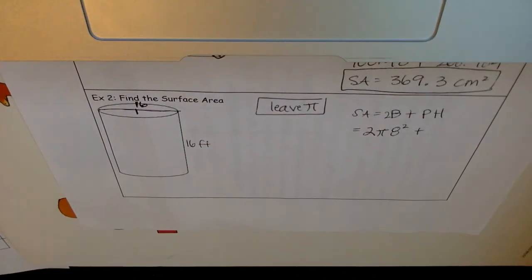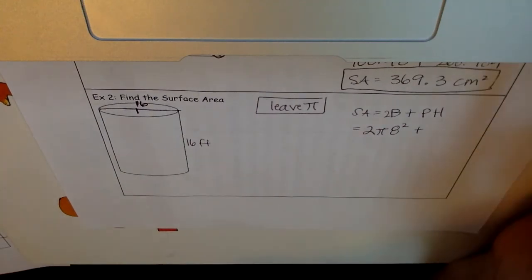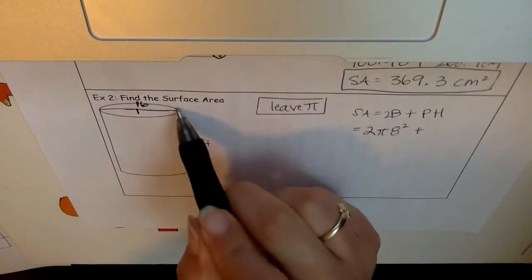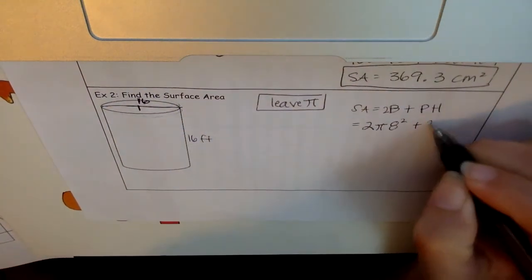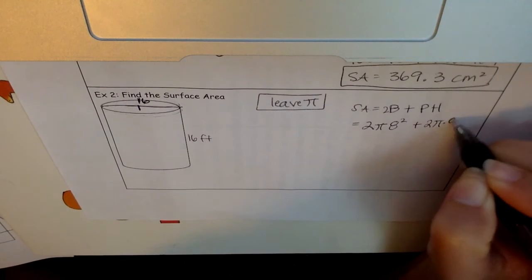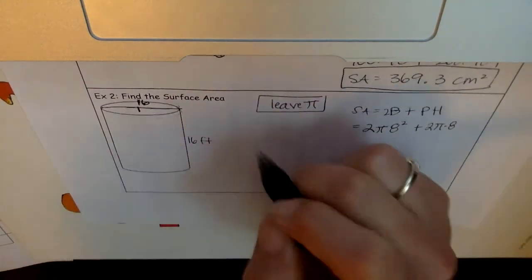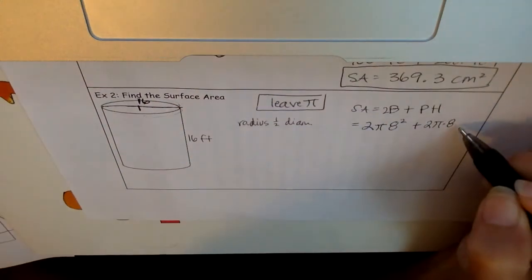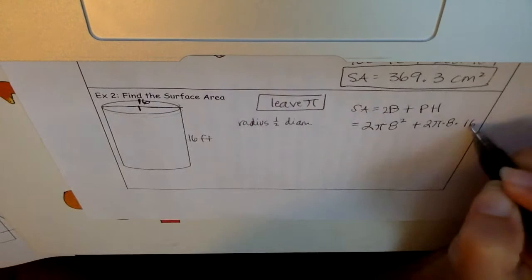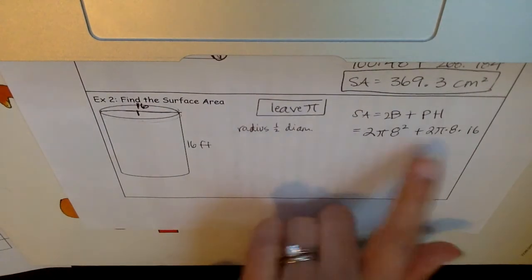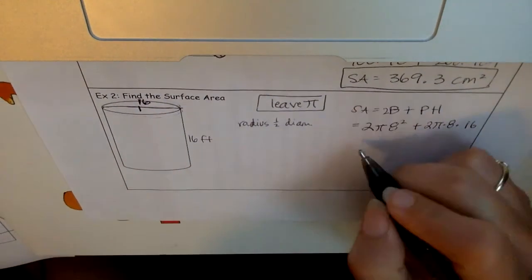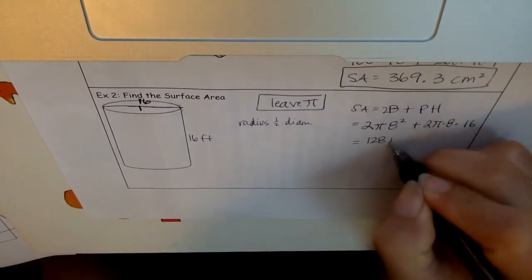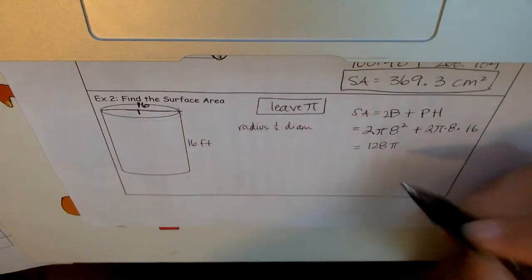Now, do you see how I just left pi in? I didn't write 3.14, I just left it as pi. Then the perimeter of the base, which is the circumference. So 2 pi, and then r is 8, because remember the diameter is 16, and so the radius is half the diameter, times the height of the prism, which is 16. You're just going to kind of leave pi alone. I'm going to show you what that would look like. When you square this, you get 64. 8 squared is 64 times 2 is 128 pi. You just leave it. It's kind of like a variable at this point. We just kind of leave it.